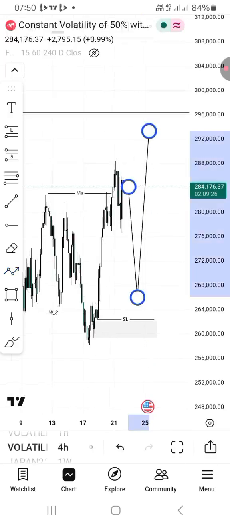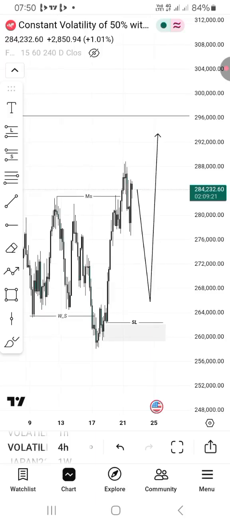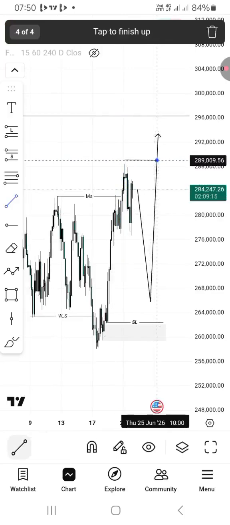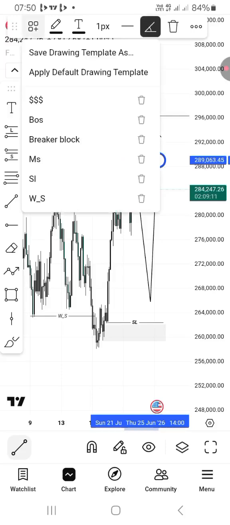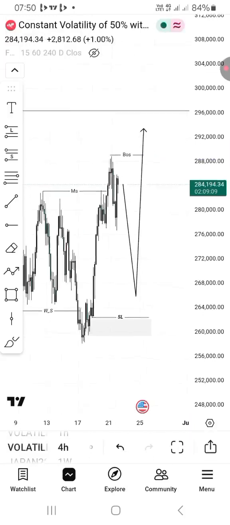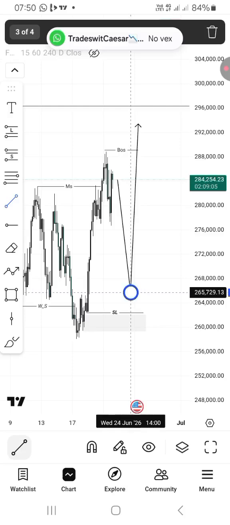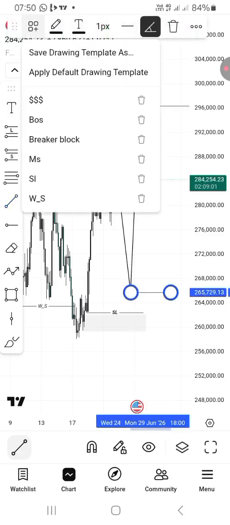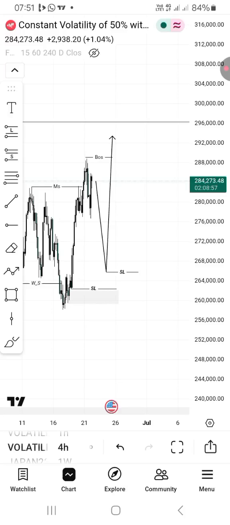What I'm literally seeing, I'm seeing an A plus setup. This, for me, is an A plus setup. I will call this a break of market structure, a BOS, and if this happens, I will call this a structural liquidity.